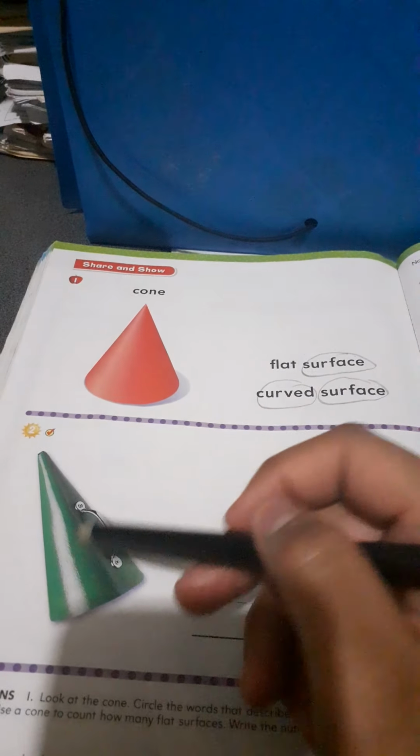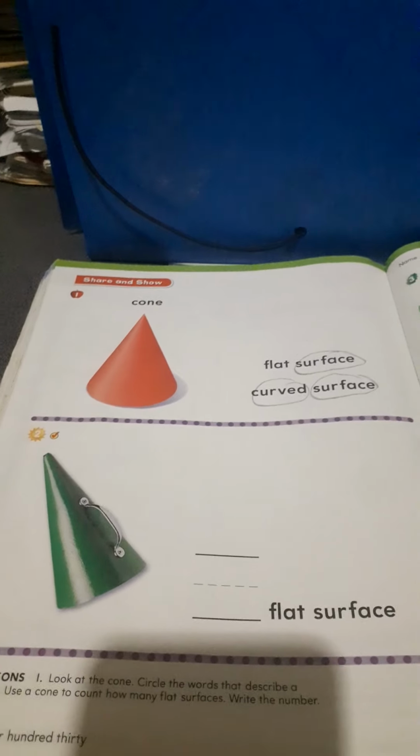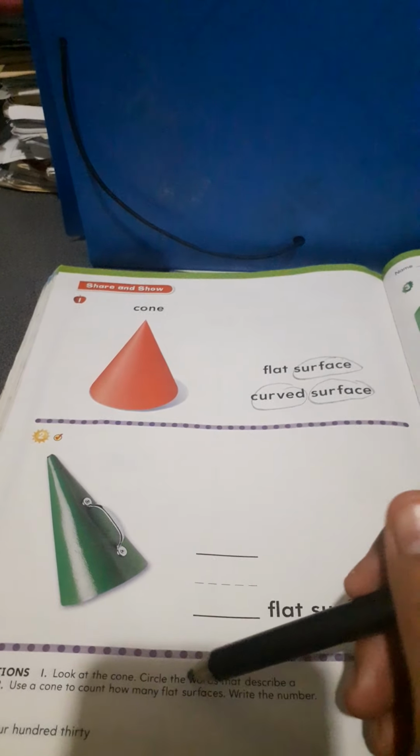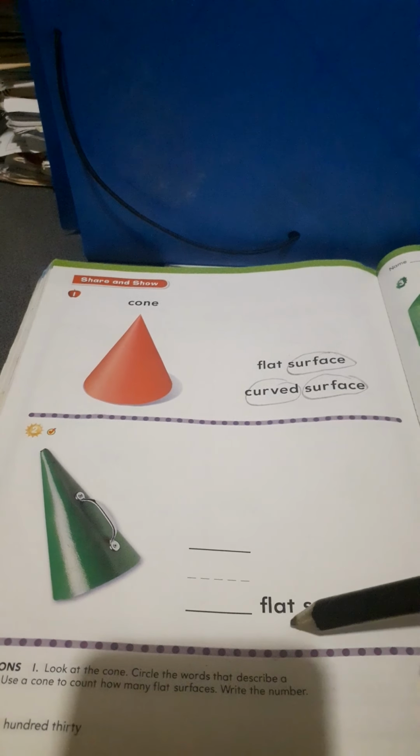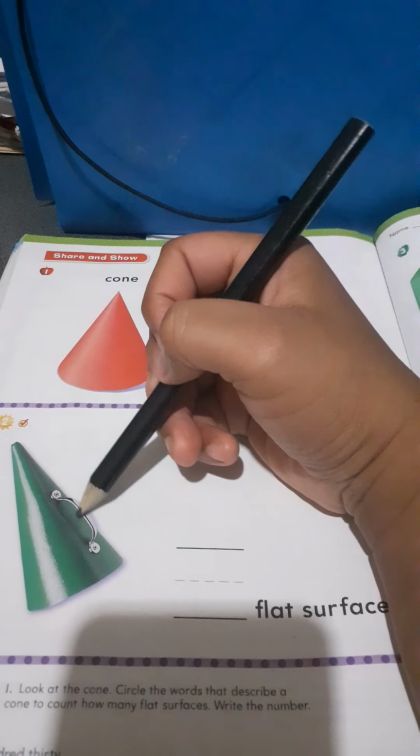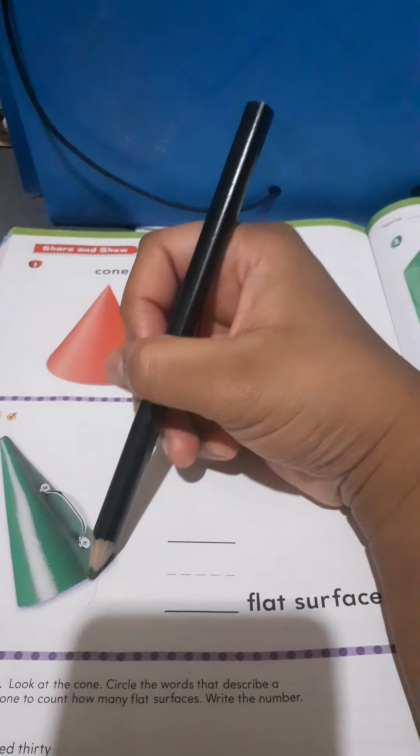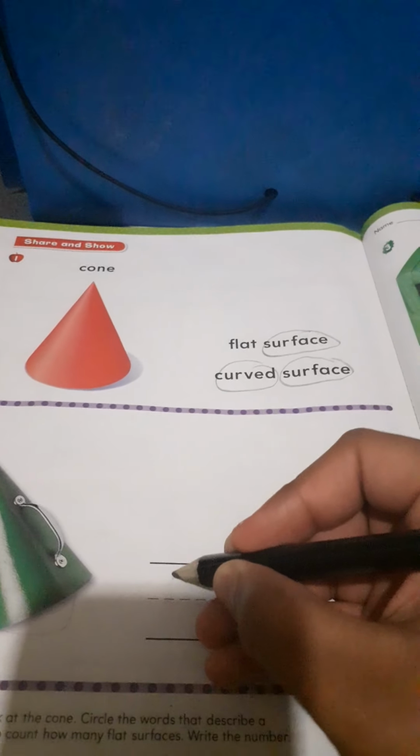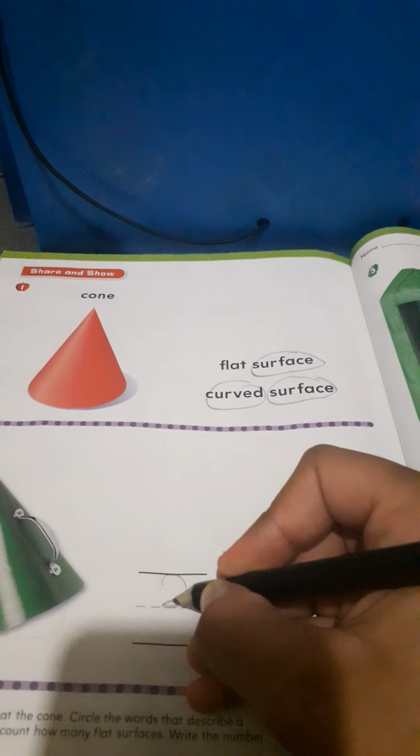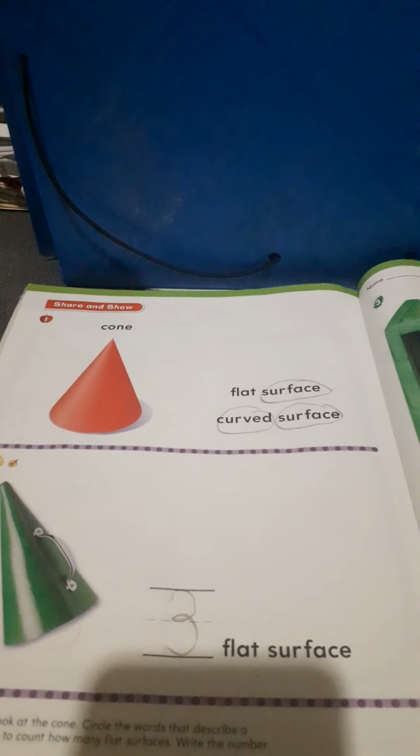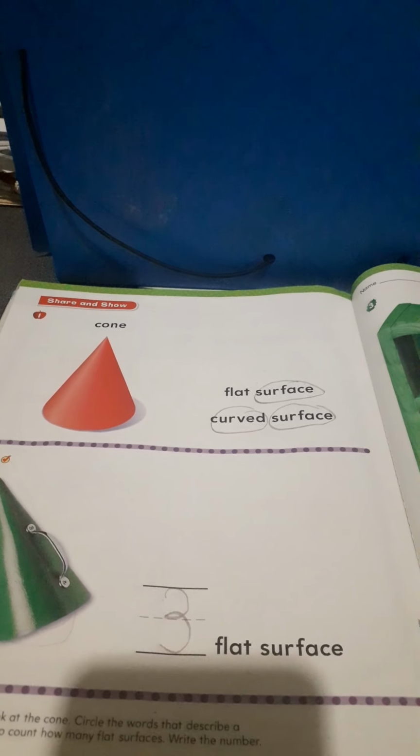Okay, so we have this shape. It's like a cone. So we're going to identify and read the second instruction. Use a cone to count how many flat surfaces. Write the numbers. How many surfaces? 1, 2, and the last one is 3. We have 3 surfaces. You write the number 3 in this case. Okay, easy, right? So, and we're going to continue with the next exercise.